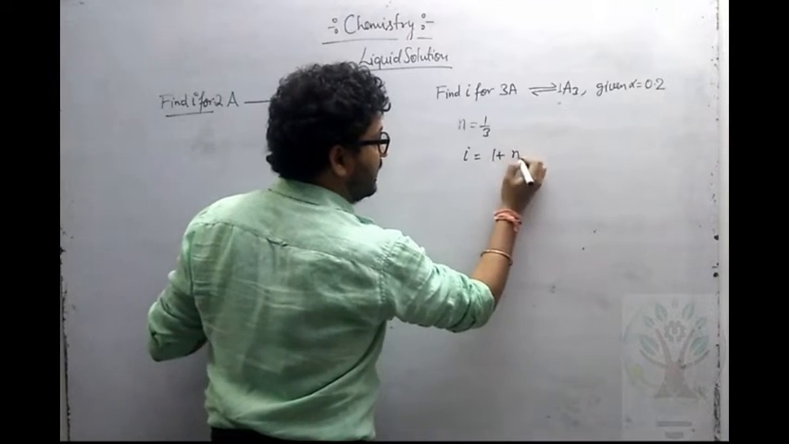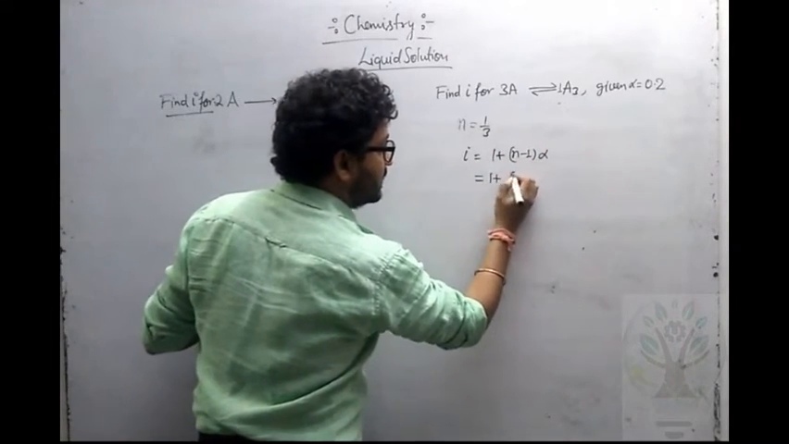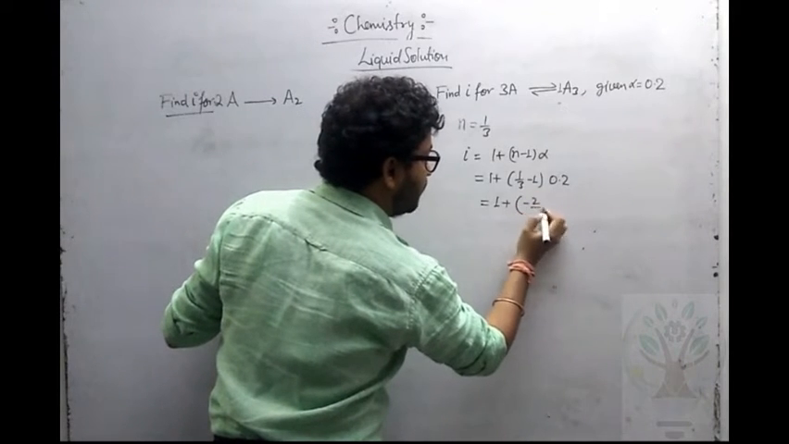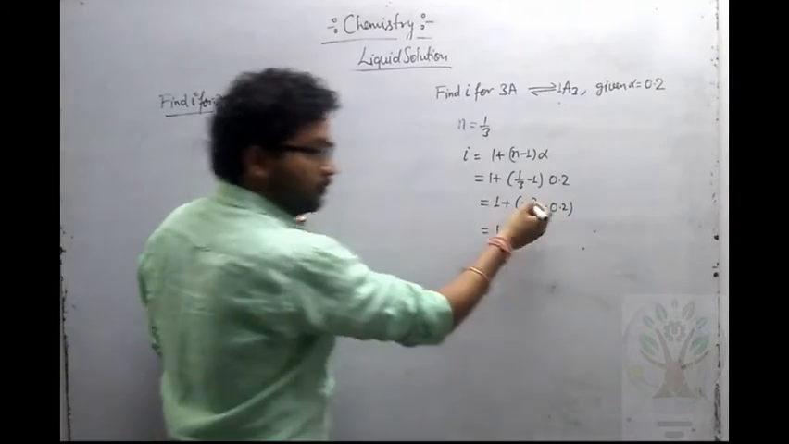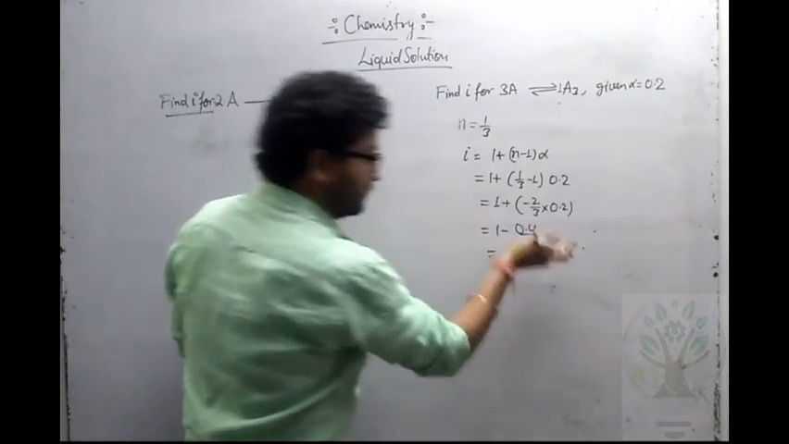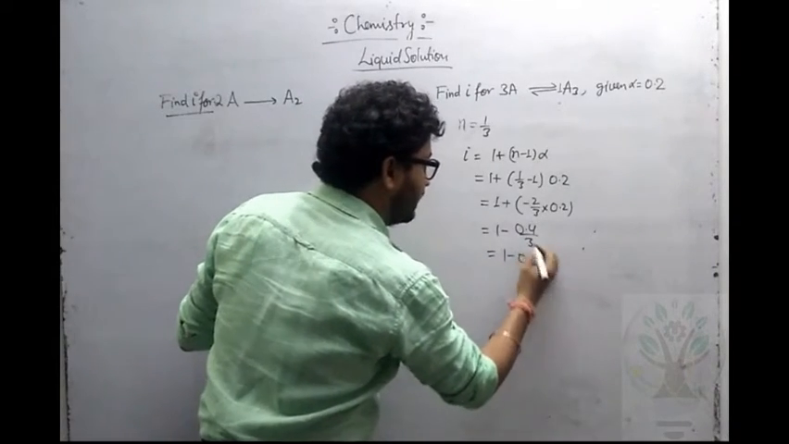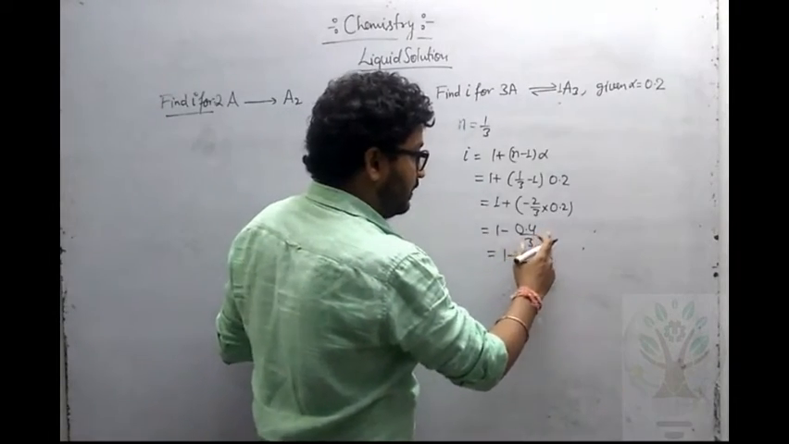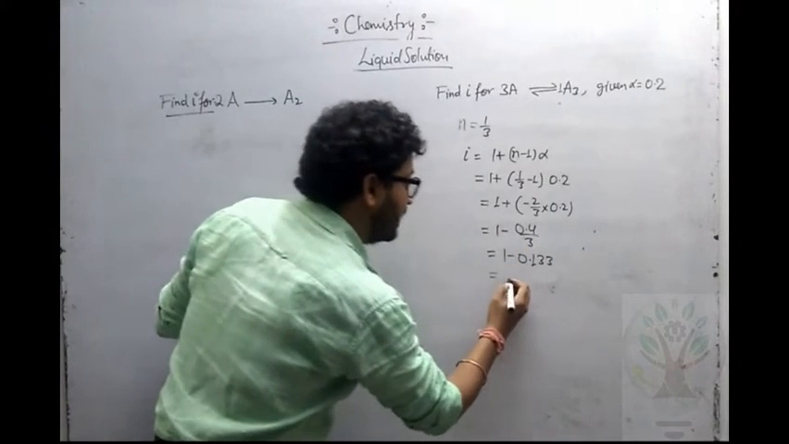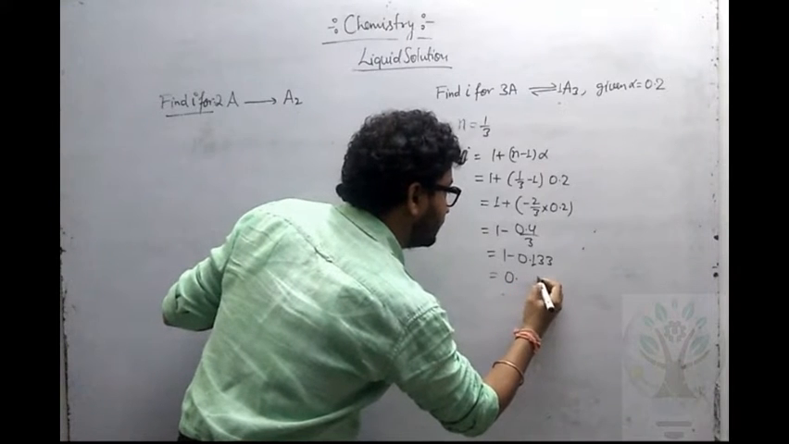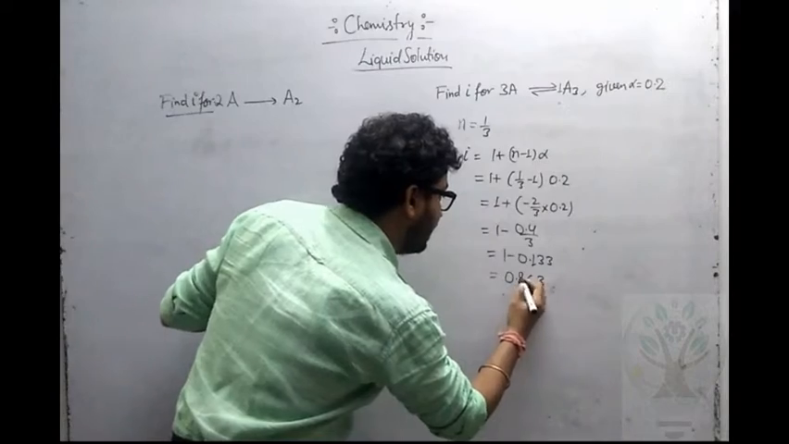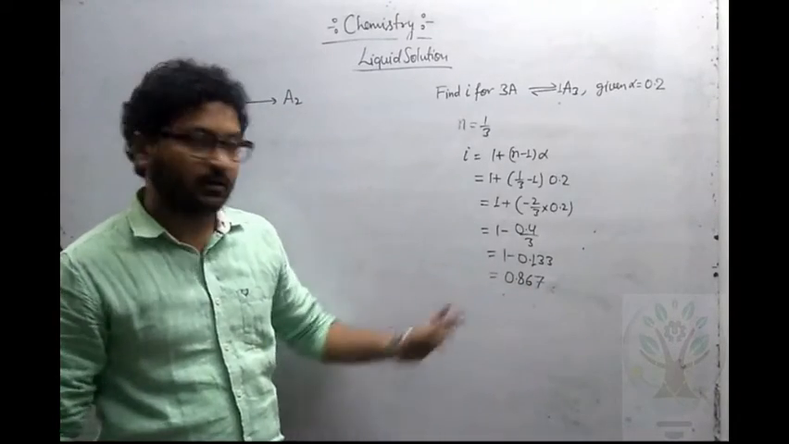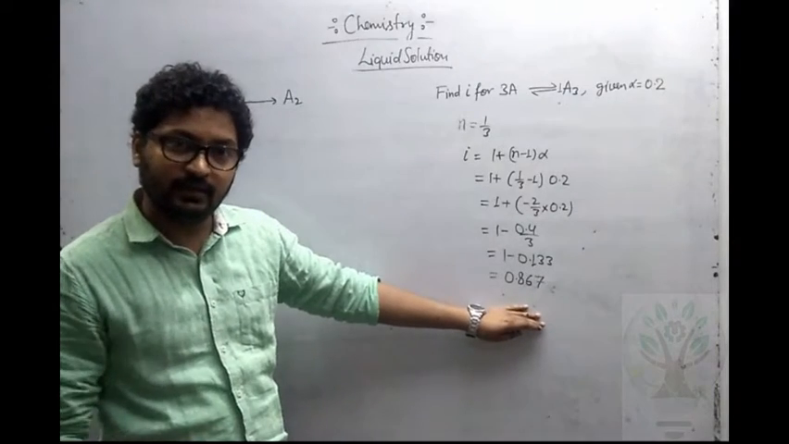So what is I? I is equals to 1 plus n minus 1 alpha. So it will be 1 plus 1 by 3 minus 1 into 0.2. So it is coming as 1 plus, see, it will become minus 2 by 3 into 0.2, means it will become 1 minus 0.4 by 3. So it will become 1 minus 0.133, and so on. 0.133, na? Okay, so it will come as 0.867. So this will be your answer. We're getting this as 0.867. Is it clear? Any doubt?